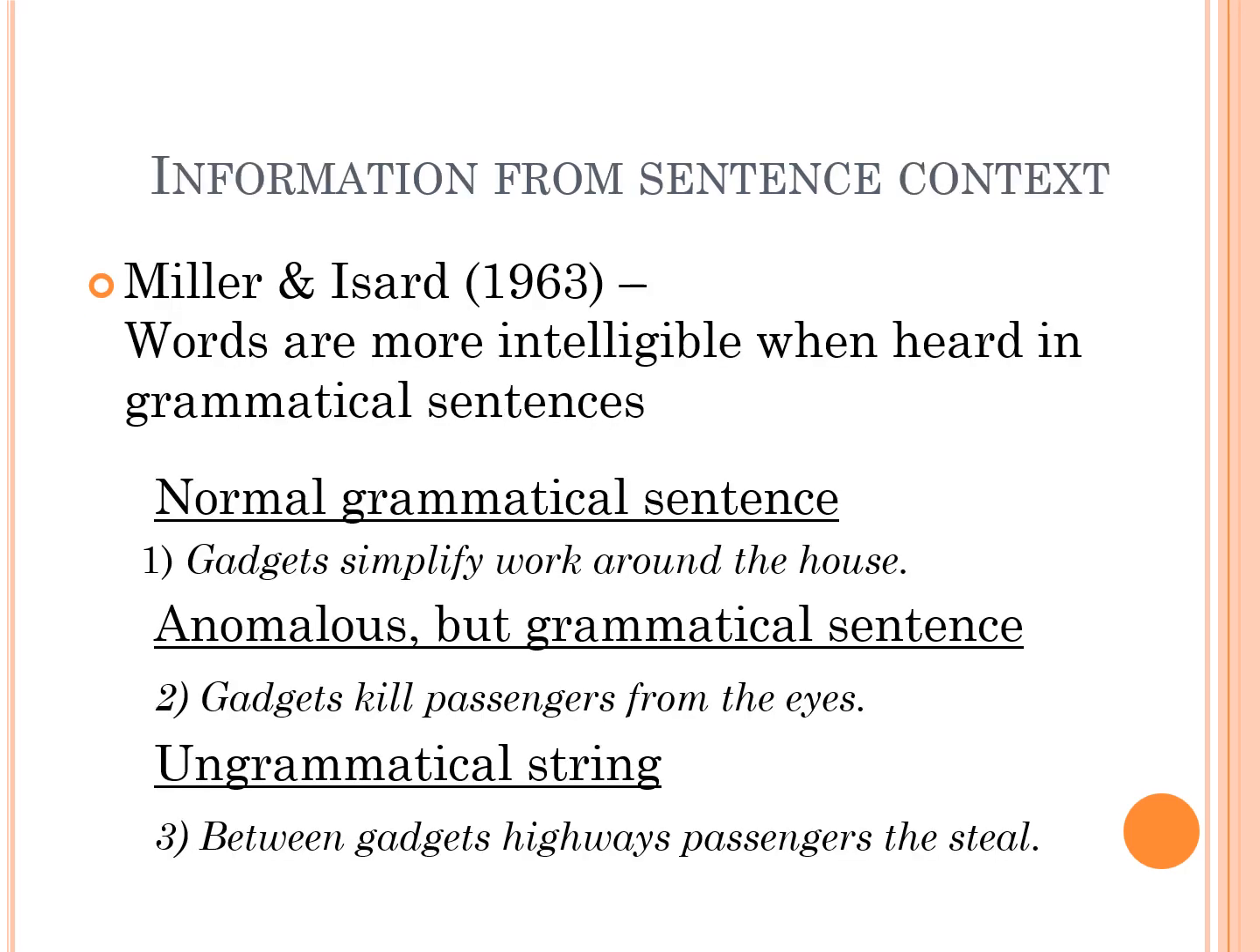Miller and Isard did another study looking at how sentence context can help us to hear those phonemes of those words. Before, it was about the sentence context and what makes sense in a particular sentence, but this one shows that it's not just about semantics, but also grammar. The structure of the language also gives us an in. It helps us to understand. So in these examples, people heard normal grammatical sentences, anomalous but grammatical sentences, and ungrammatical strings.